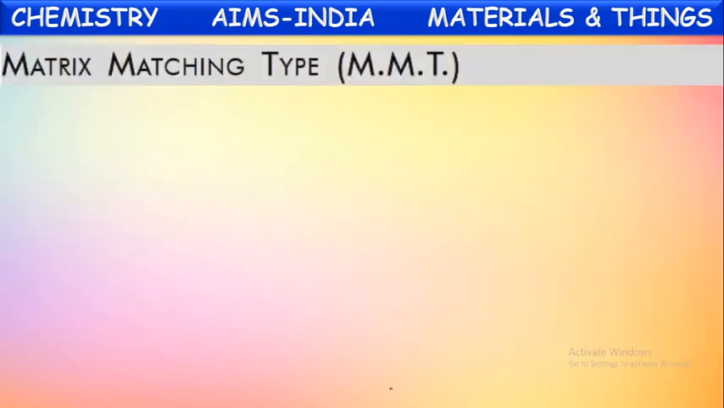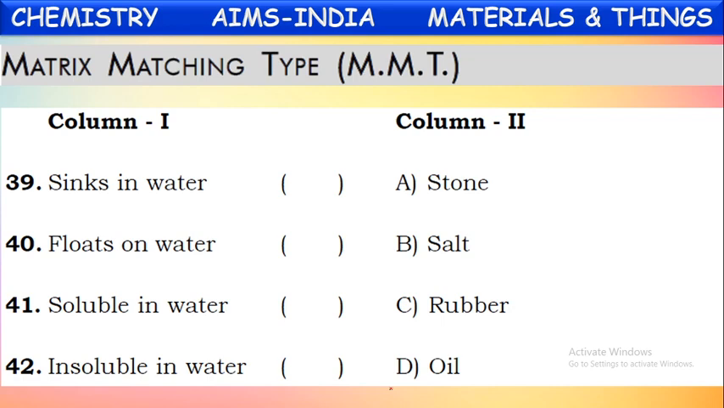Next, one more matrix matching is given here. See, some properties are given in column 1 and the materials are given in column 2. Check the correct matching once. Sinks in water. Out of these materials, which sinks in water, we have to identify. Will stone sink in water? Yes, stone will sink. Will salt sink in water? Yes, salt also will sink.